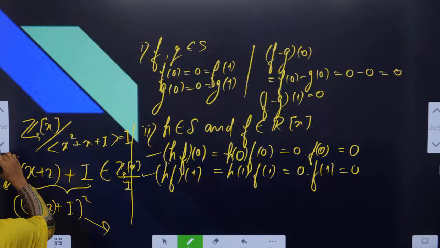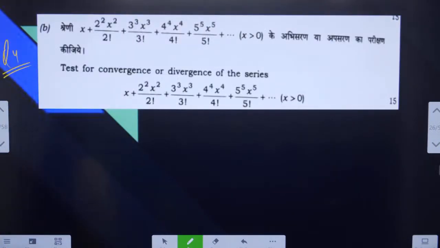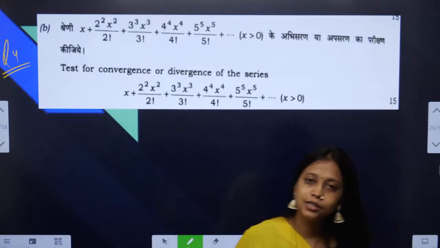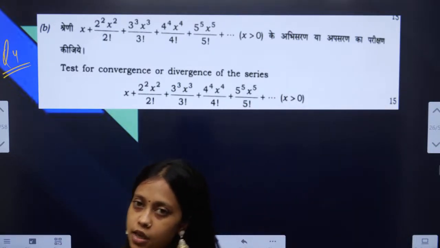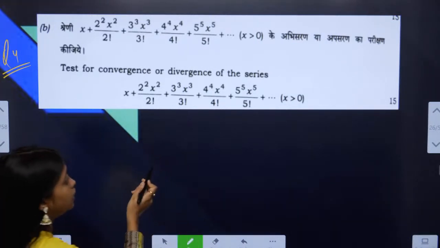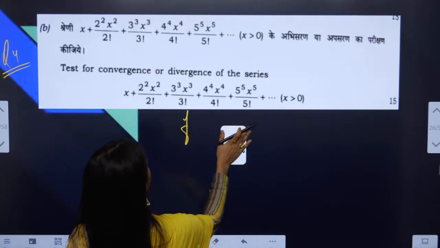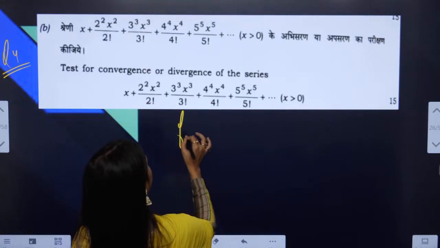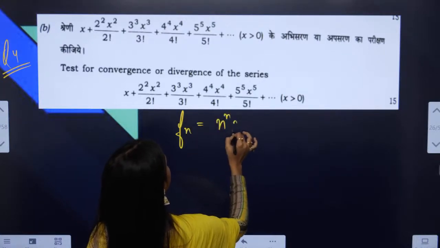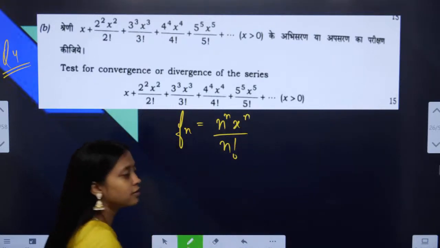We are in question number 4, second part. Test the convergence or the divergence of the series. This was again a very easy question. You just have to apply the tests of convergence and divergence of series. If I take the general term to be f of n, it becomes n raised to the power n, x raised to the power n, upon n factorial, right.